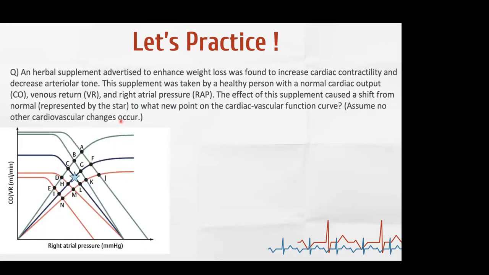Okay, so this is a nice question. A herbal supplement advertised to enhance weight loss was found to increase cardiac contractility. So this is point number one, cardiac contractility increased. And then it decreased arteriolar tone. What does decreased arteriolar tone mean? I think we're going to decrease the arterial resistance, so vasodilate. Yes, vasodilation. If you decrease the tone of a muscle, you're dilating it.